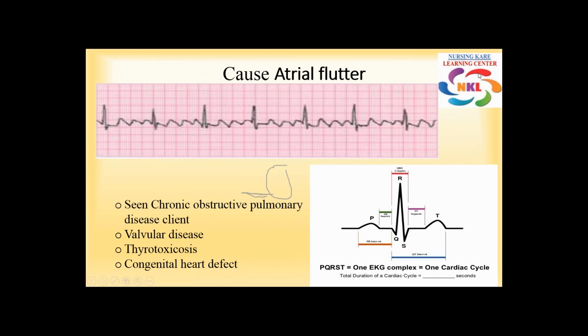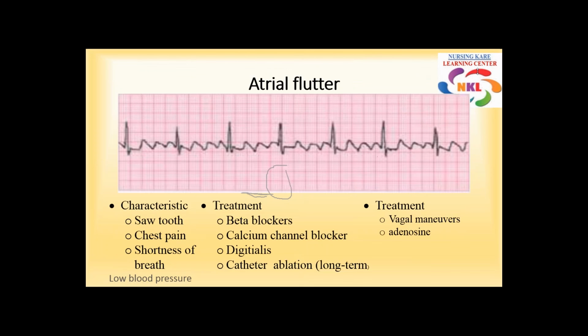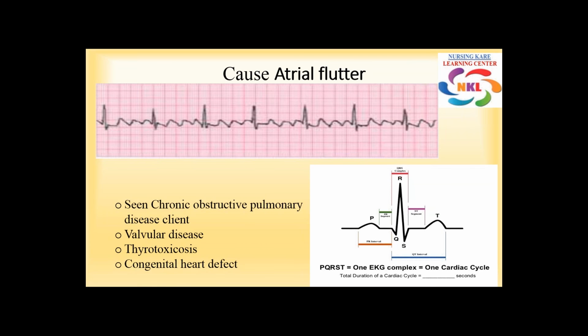What causes atrial flutter? Individuals who have obstructive pulmonary disease are noted to be seen with atrial flutter. Valvular disease, and we're talking about mitral valve prolapse, and also thyroid toxicity, meaning individuals who are having a thyroid storm, an excessive or increased thyroid level, or this individual could have a congenital heart defect. That's why they're having the problem.